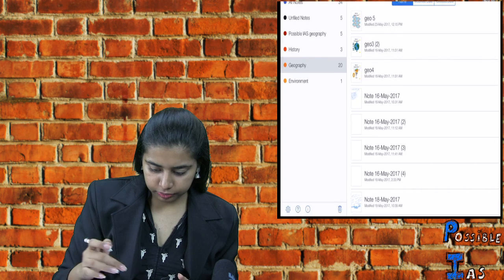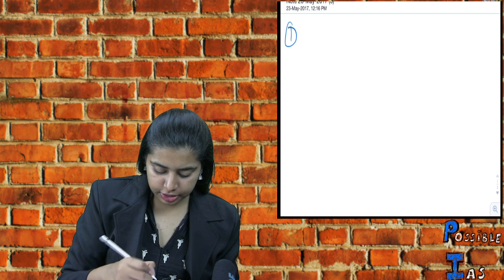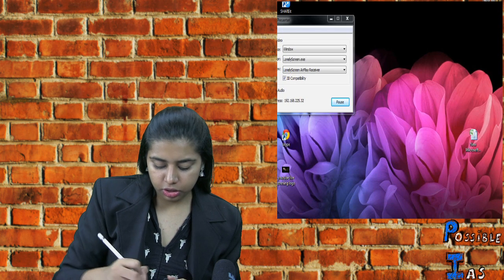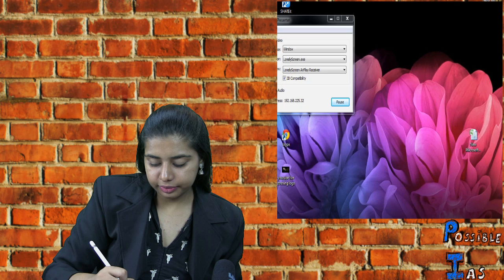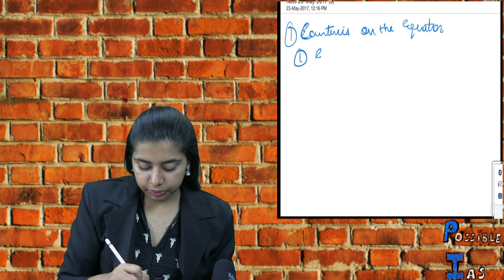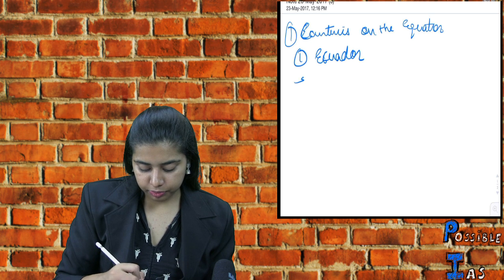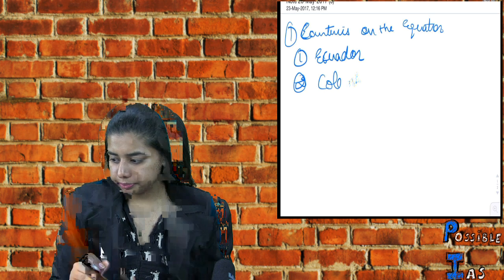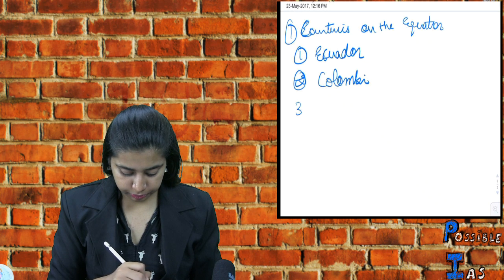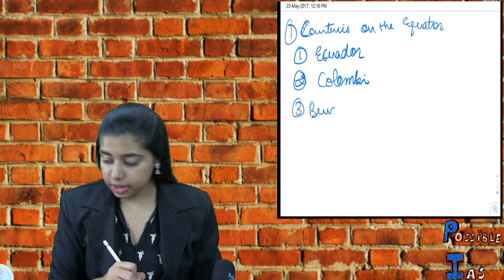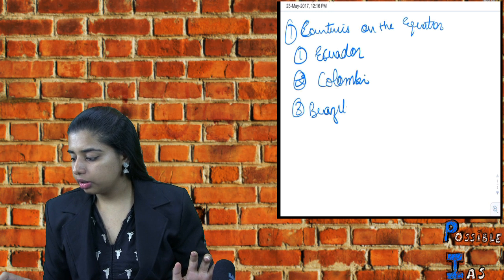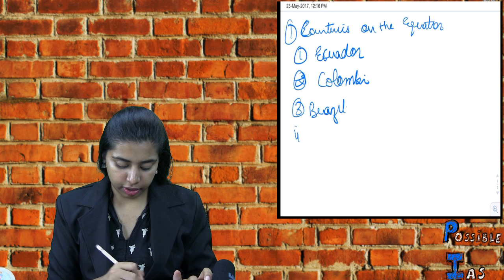Number one of the atlas entries is countries on the equator. Okay, so the countries through which the equator passes. So important is Ecuador, Colombia, Brazil. So these are South American countries. So after Brazil, you have Gabon and Congo, and then the important one is Democratic Republic of Congo.